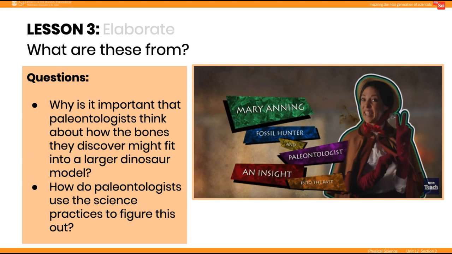After the video, ask them why it was important that paleontologists like Richard Owen and Mary Anning think about how the bones they discover might fit into a larger dinosaur model. How do paleontologists use the science practices to figure this out? Give students time to discuss with a partner and then lead a discussion about their thoughts.